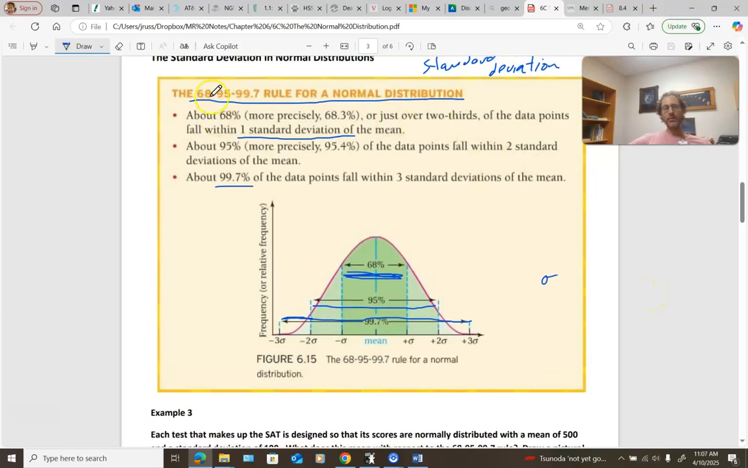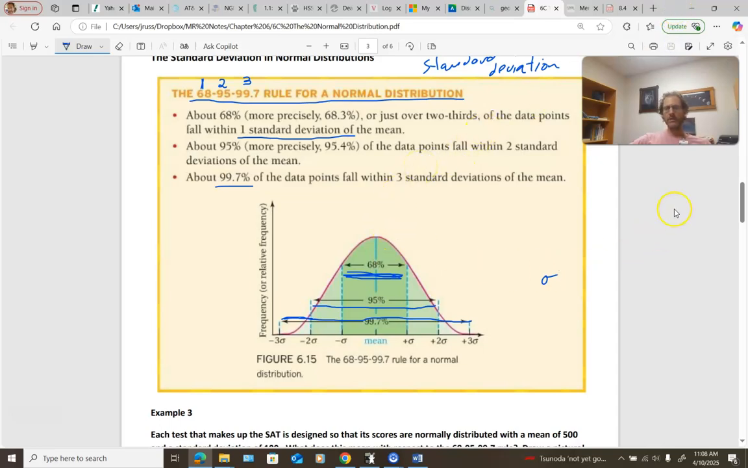So guys, you've got to remember this rule. We're going to use it over and over again in this section. It's referred to as the 68, 95, and 99.7 rule for a normal distribution. Just think, 68 refers to the amount of data that you have within one standard deviation. The 95 refers to the percentage of data that you have within 2 standard deviations of the mean. And then even further out, within 3 standard deviations of the mean, you're going to have 99.7%, or almost the entire distribution.